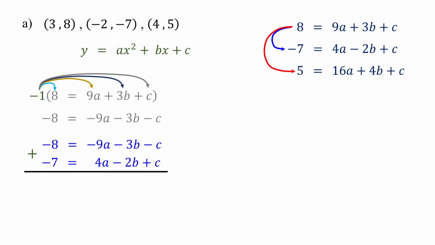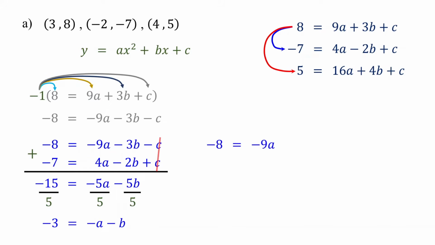The coefficients of the c terms are opposites, so they cancel out. -8 plus -7 equals -15, right? -9a plus 4a equals -5a. -3b plus -2b equals -5b, right? Notice that in this equation, the numbers have 5 as a common factor. So, we can simplify by dividing both sides of the equation by 5.